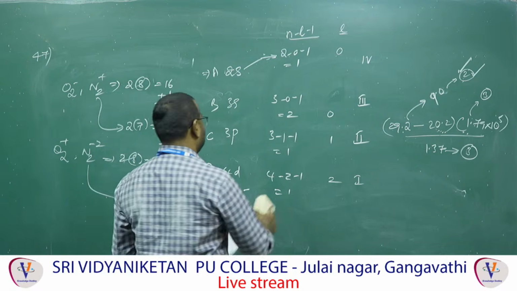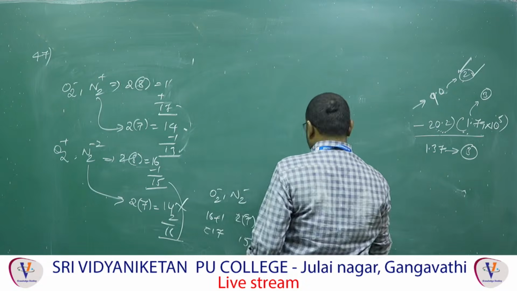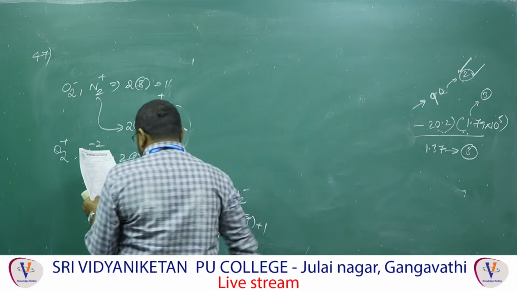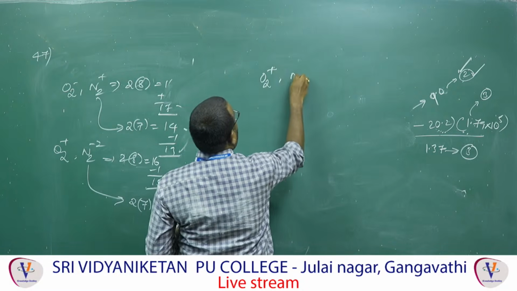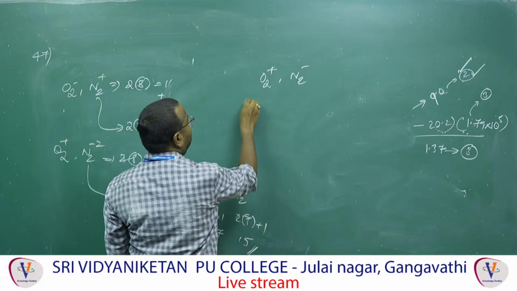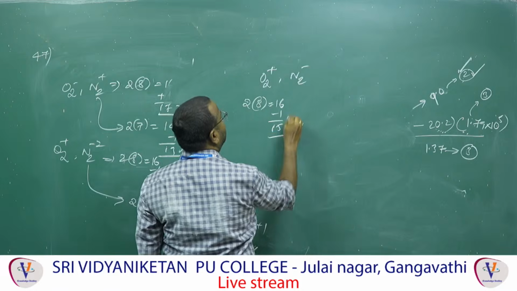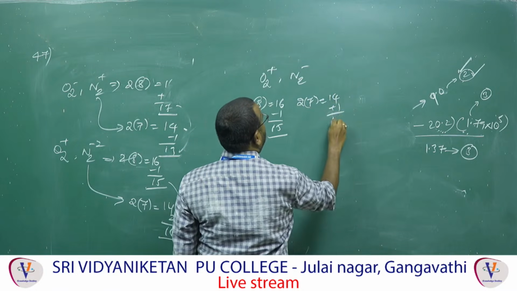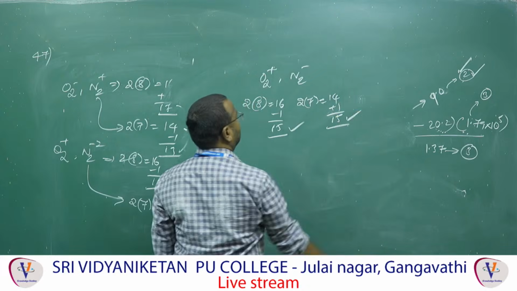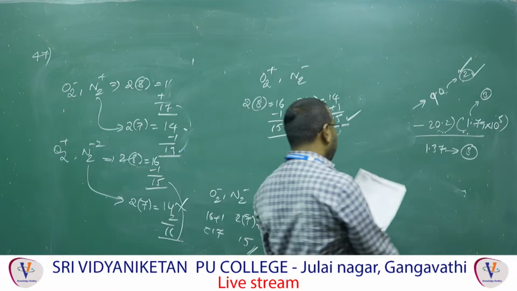So let's go to the next part then. Then we will talk about O2 plus and N2 minus. Here we get 2 8s are 16 minus 1, 15. 2 7s are 14 plus 1, 15. Therefore, option 4 is correct answer.